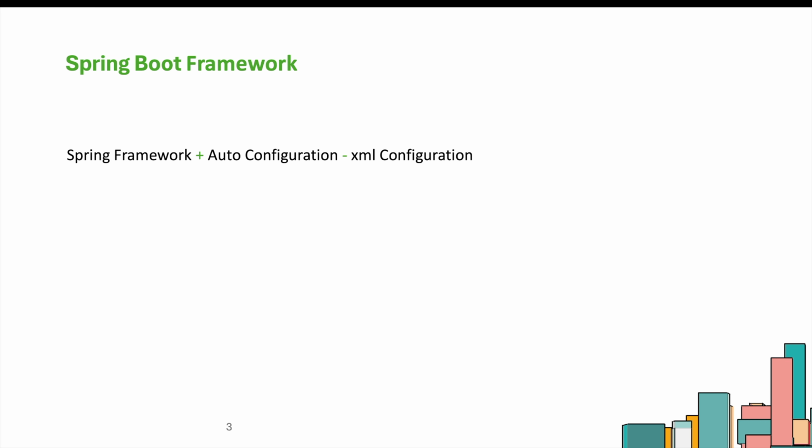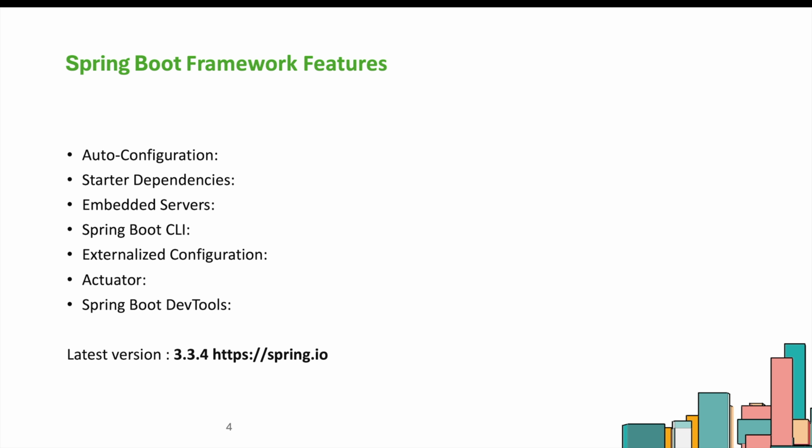In Spring Core, we use XMLs for the bean configurations. We define the beans in the XML. That we are not going to do with Spring Boot. That's the advantage of Spring Boot. And we have other advantages with Spring Boot, which are auto configurations, starter dependencies, embedded servers, CLI, external configuration, actuators, and DevTools. I'm going to explain each of the features in the next slides.